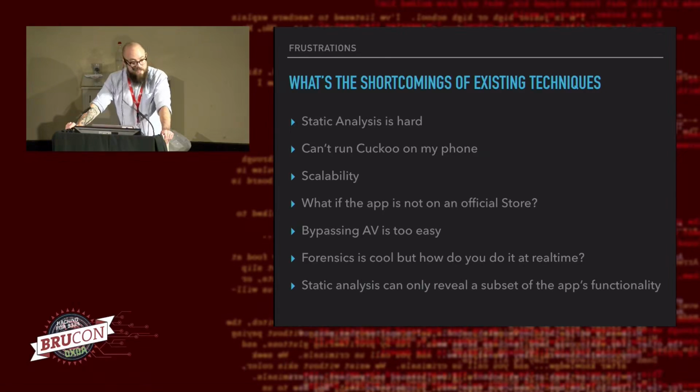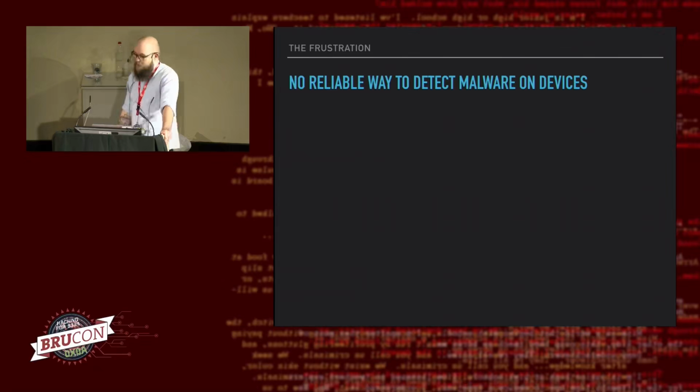And then, of course, this last point, which I'll elaborate on quite a bit going forward: static analysis can only show you a subset of what the application is doing when it's installed on the device. We're quite limited in what we can see, given that we can only see what the APK is doing, which is not always indicative of what it can do. So basically, my main frustration was that on a phone, there's no reliable way to detect malware on devices.